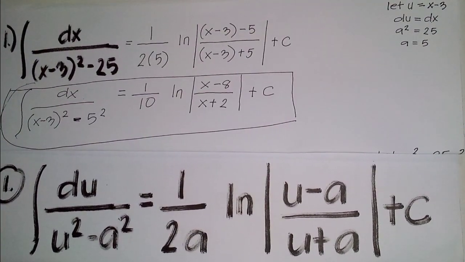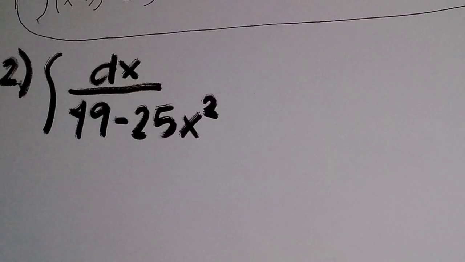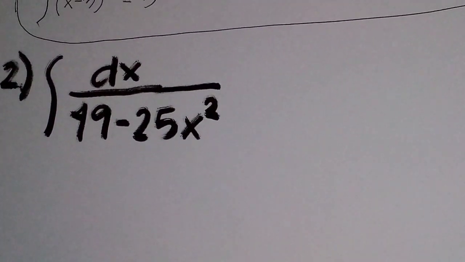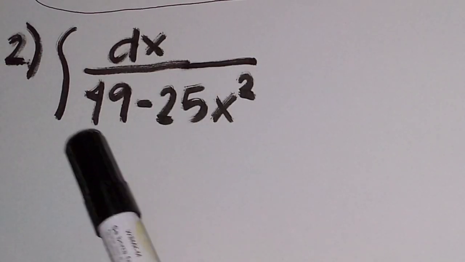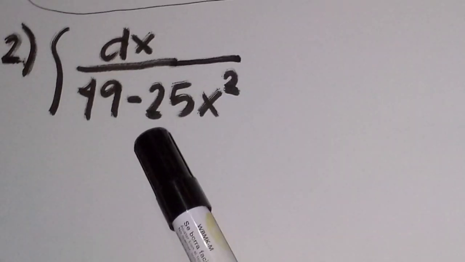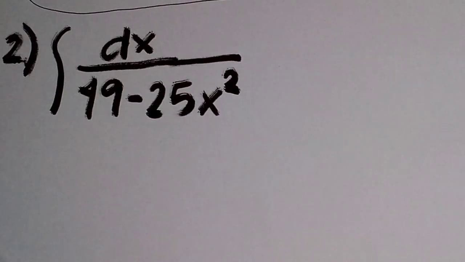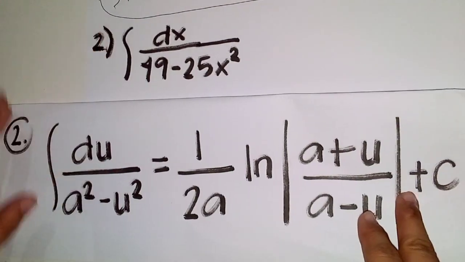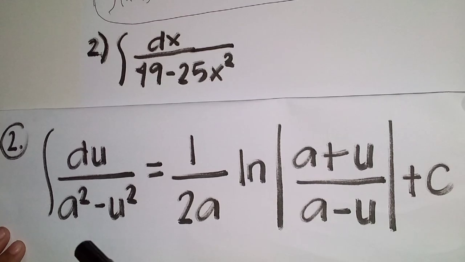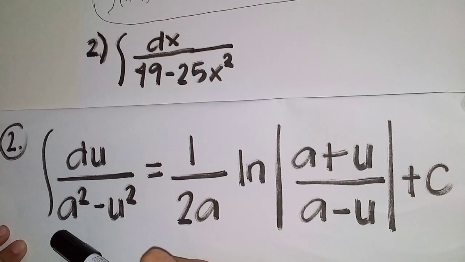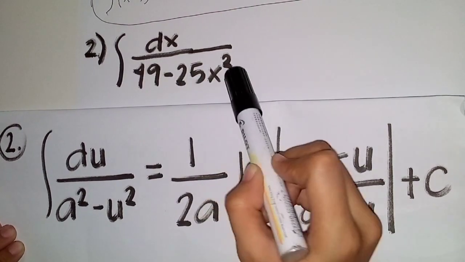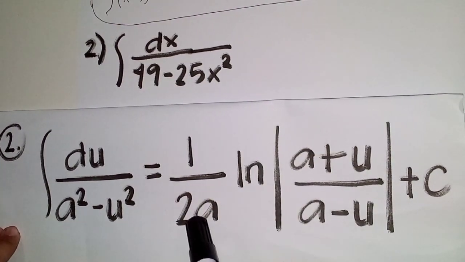Let us now move on to the second integral. Okay, let us now solve the integral of dx over 49 minus 25x squared. So what did you observe from this form? We observed that the constant is now on the left side and the expression is on the right side now, right? So what formula are we going to use in order to evaluate this integral? We're going to use the second formula, because our a, as what I've said, represents a constant. Our a squared is 49 and then our u squared is 25x squared. So now we're going to follow this formula.